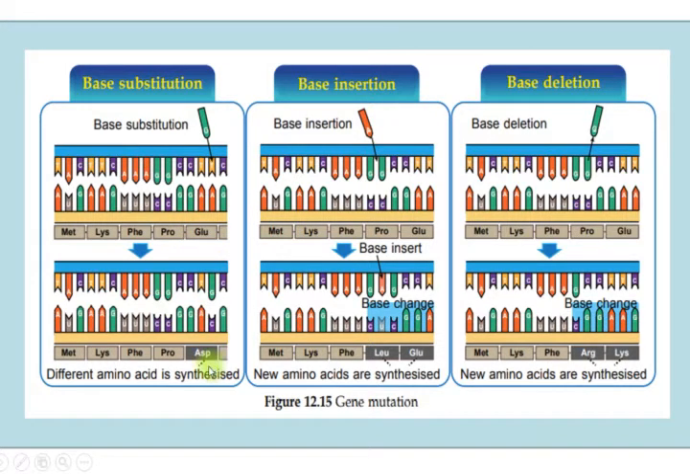But when the mutation occurs, when the base substitution occurs, it will produce a different amino acid. When it produces a different amino acid, it will synthesize a different protein structure, so this protein structure cannot function. That is the first type of gene mutation, base substitution, whereby the nitrogenous base is substituted with a different base.